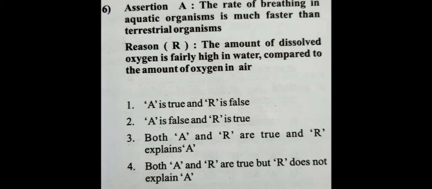Now, when we see the assertion, the rate of breathing in aquatic organisms is much faster than terrestrial organisms. This is a correct statement. But when you go for the reason, the amount of dissolved oxygen is fairly less in water compared to the amount of oxygen in air. So R does not support A. So the answer is A is true but R is false.